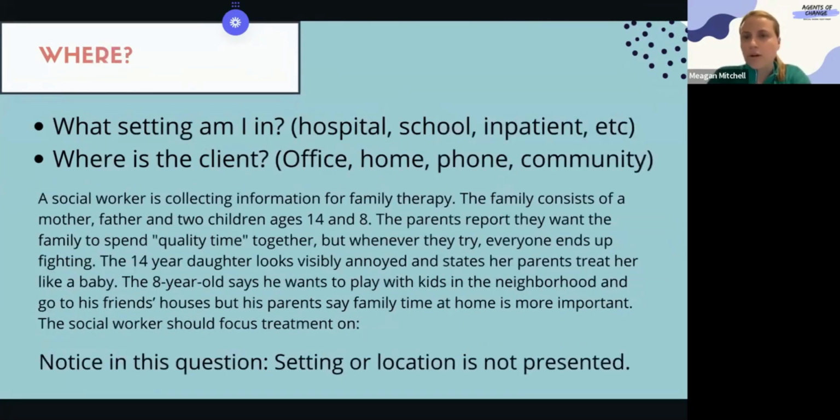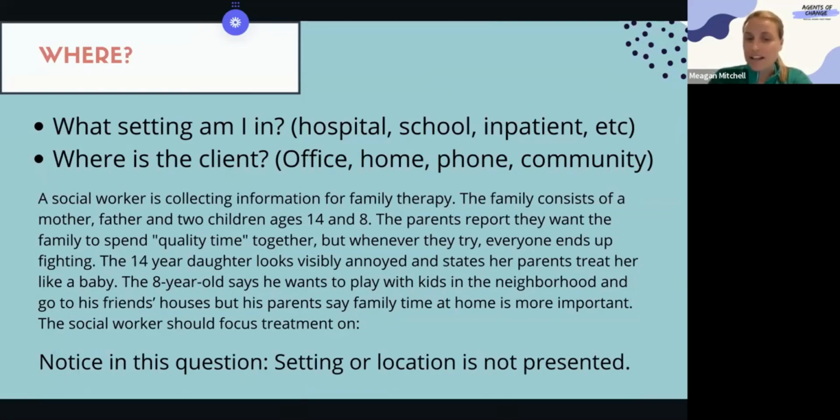You might think the where seems like an odd piece of evidence, but where is really what setting you are in as the social worker. Are you a hospital social worker? Are you a school social worker? Are you a hospice social worker? Are you in person? We know social work is so diverse, so we could be at so many different places. And that's why this test can be really challenging.